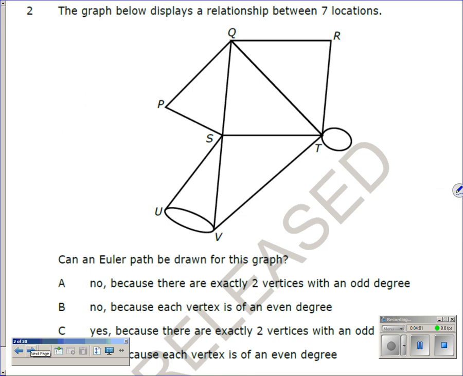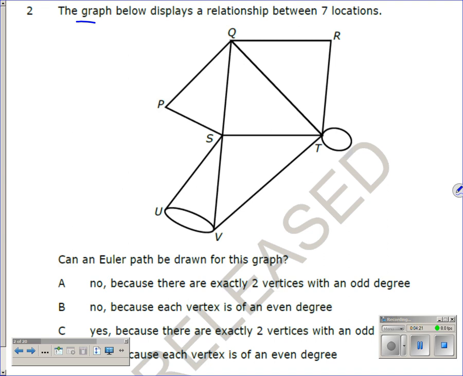Okay, let's go on to number 2. This should look familiar. It is though. This is a graph right below. It displays a relationship between 7 locations. That's graph theory. Remember how graph theory, all that does is it shows how dots are the relationships between vertices, like the lines represent relationships.